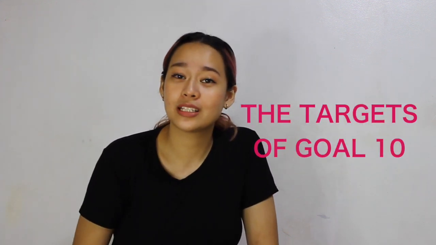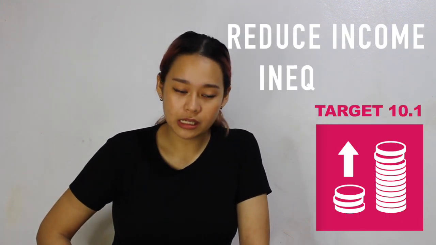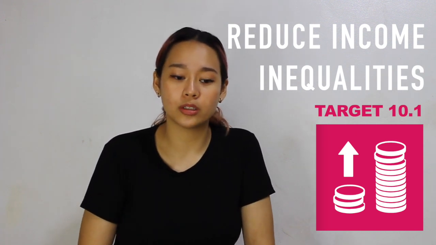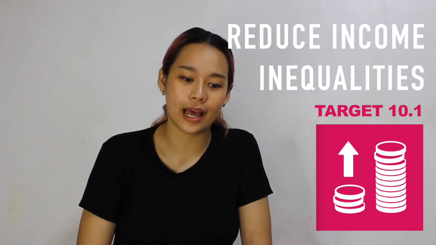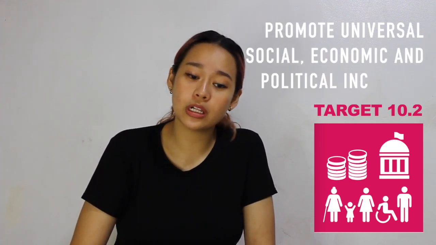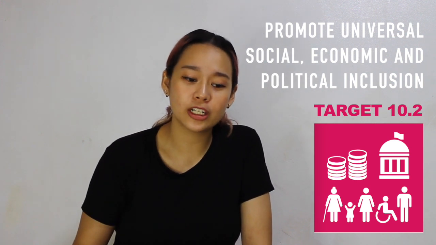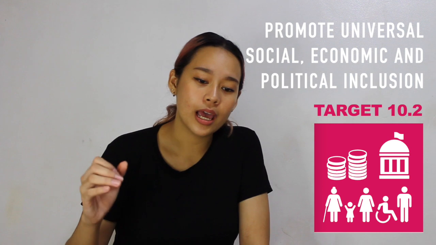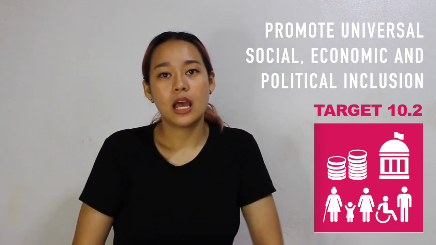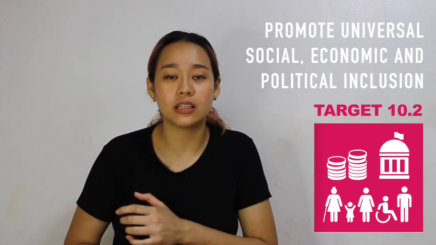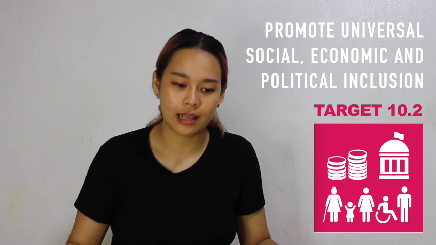So what are the targets of the 10th Sustainable Development Goal? 10.1, reduce income inequalities. So by 2030, progressively achieve and sustain income growth of the bottom 40% of the population at a rate higher than the national average. 10.2, promote universal social, economic, and political inclusion. So by 2030, this goal aims to empower and encourage social, economic, and political involvement of individuals, regardless of their age, sex, disability, race, ethnicity, origin, religion, economic, and other status.